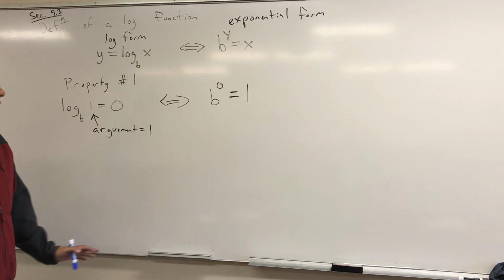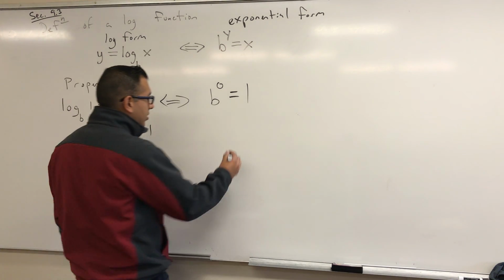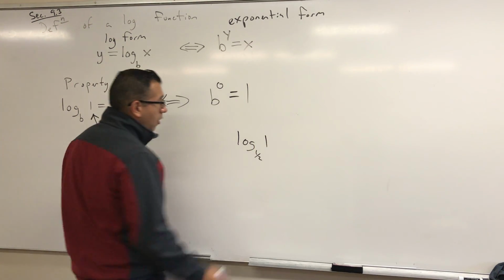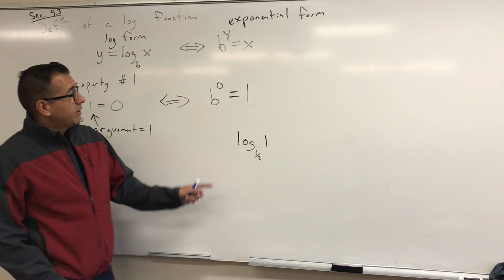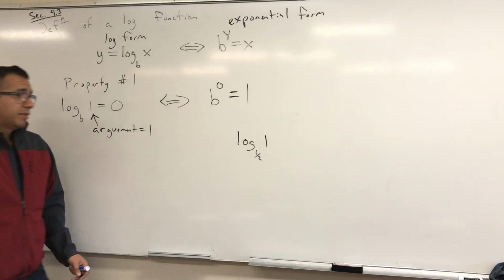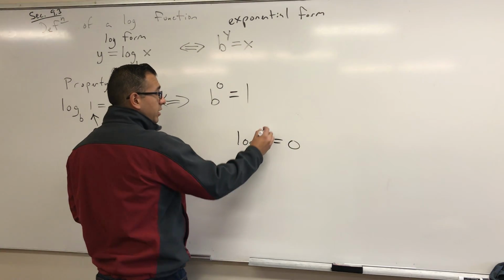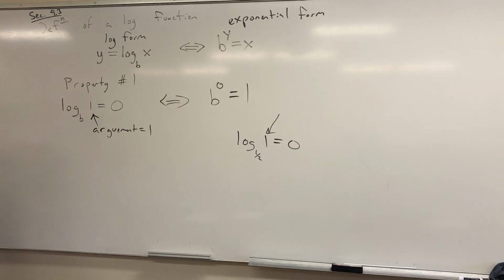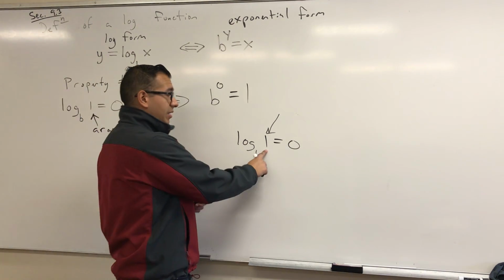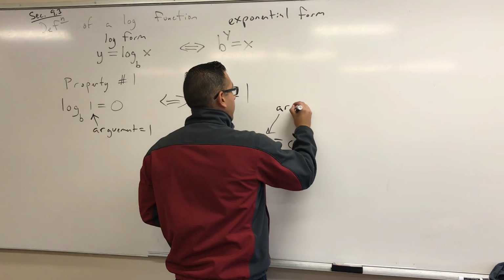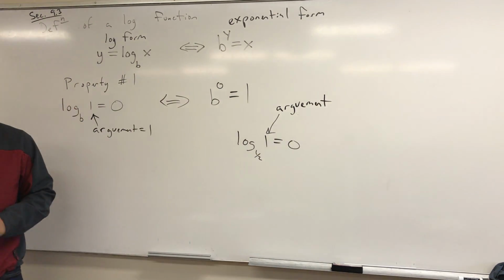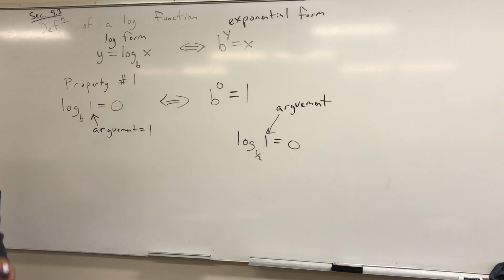And what you're going to see in the homework that I'm going to assign is that you'll get a question like this: log, and I could put any number here as long as it's positive and not 1. Whenever the argument is 1, we already know because of this property that the answer is 0. As long as you see that 1 there, that's where your focus is. What is the name of that 1? The argument. Good. So there's our first property.